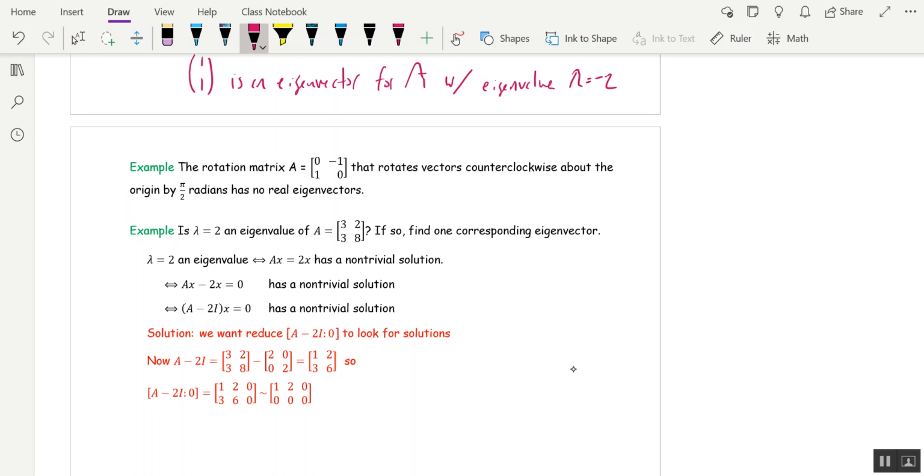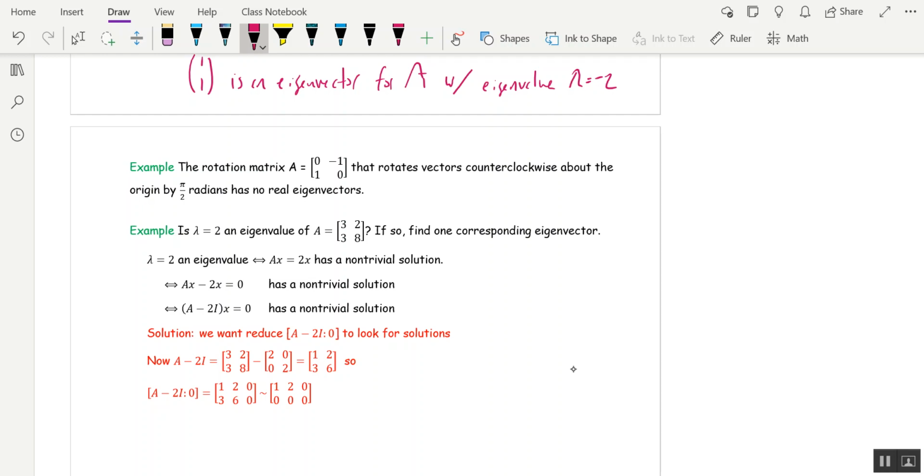Lambda equals 2 would be an eigenvalue if and only if Ax equals 2x for some non-zero x. So it has a non-trivial solution, meaning x is non-zero. There's some x out there that's not the zero vector for which this is true. So let's rewrite this. Let's move the 2x over. This is equivalent to Ax minus 2x equals 0 has a non-trivial solution.